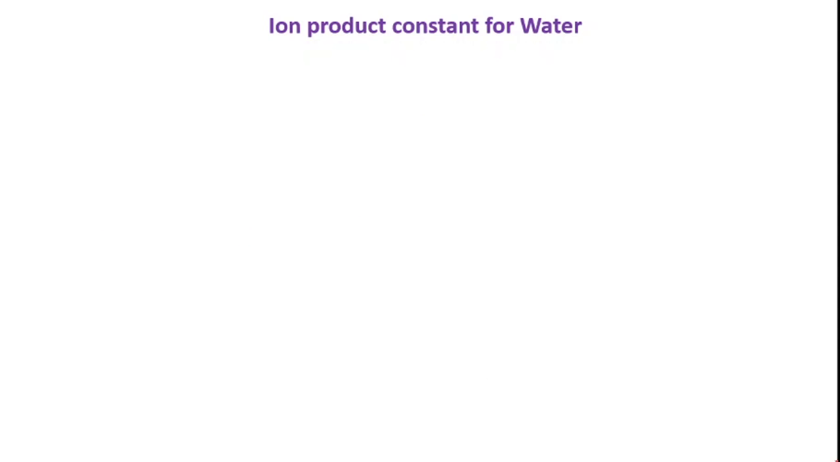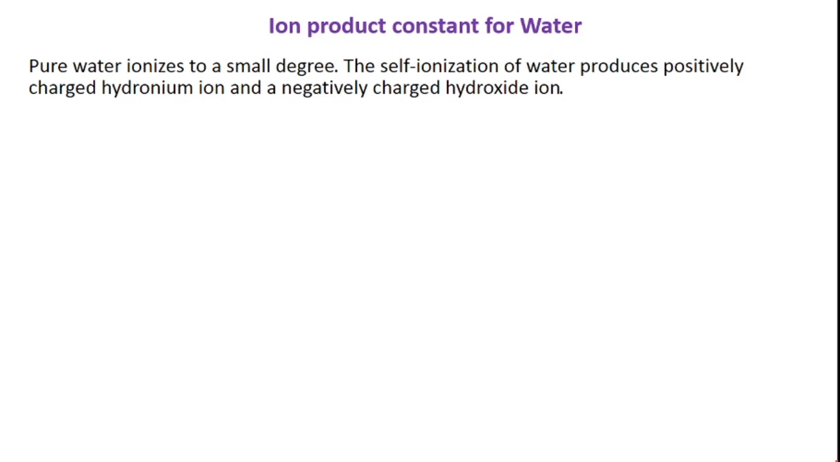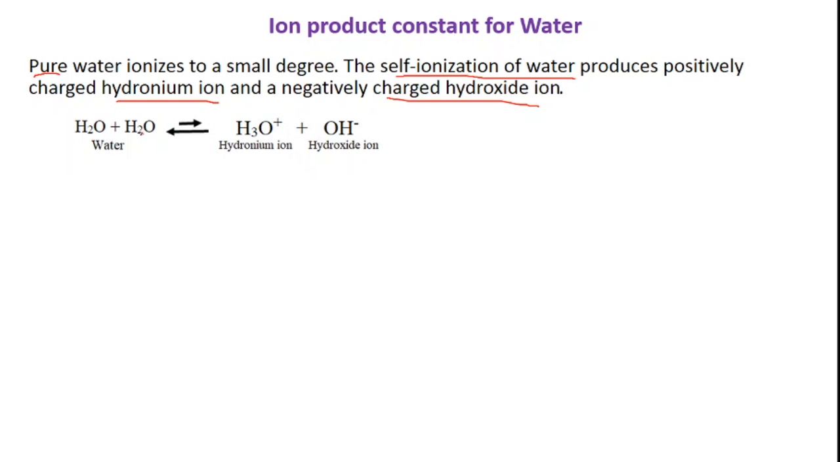Now another terminology which is used to define concentration of H plus ion and OH minus ion is the ionic product constant for water. Pure water ionizes to a small degree, and this self-ionization of water produces positively charged hydronium ion and negatively charged hydroxide ion. So the water molecule reacts to form hydronium ion and hydroxide ion, or this reaction can be written as water molecule dissociating to give H plus ion and OH minus ion.